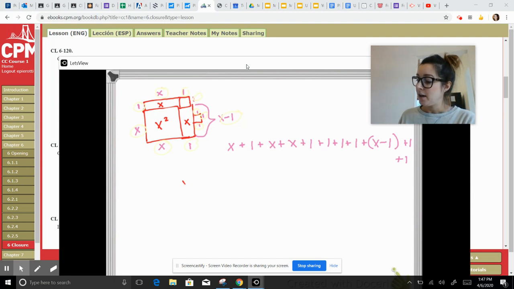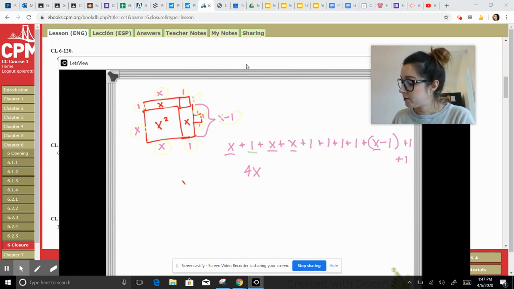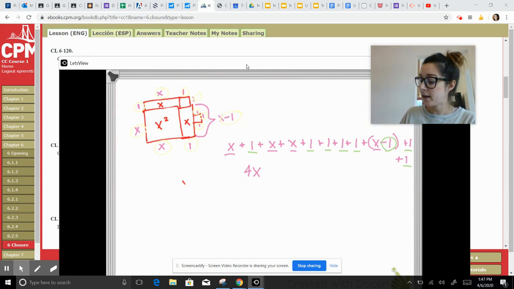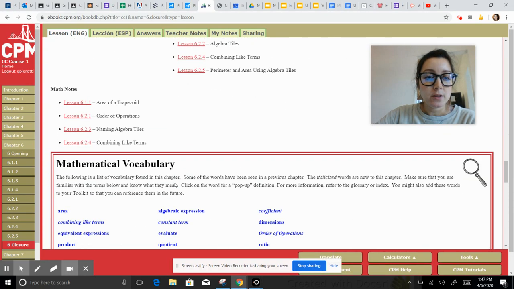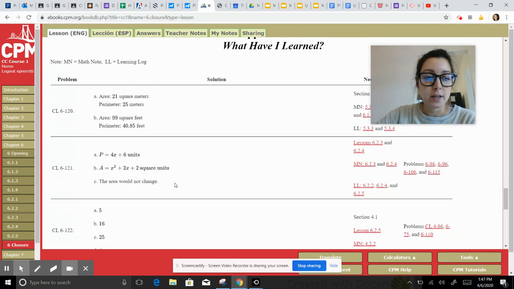Hooray! Okay, so now we're going to combine like terms. So I have 1, 2, 3, 4 x tiles. And I have 1, 2, 3, 4, 5, 6, 7 minus 1 unit tiles. So that's plus 6. And just in case you forgot, we can always scroll all the way down to the bottom and check our answer, which, hooray, it is correct.